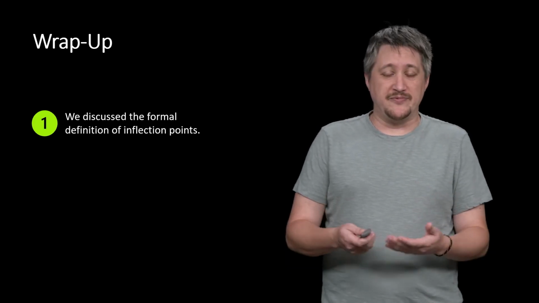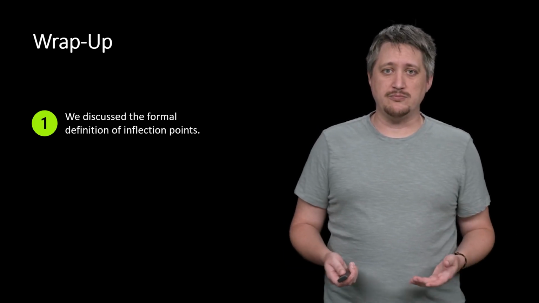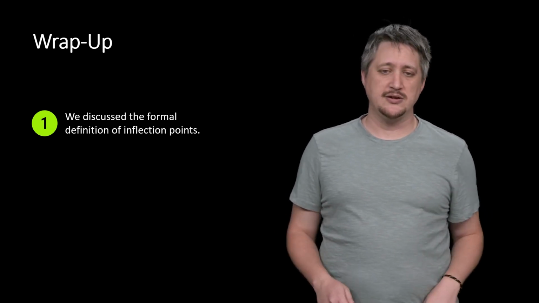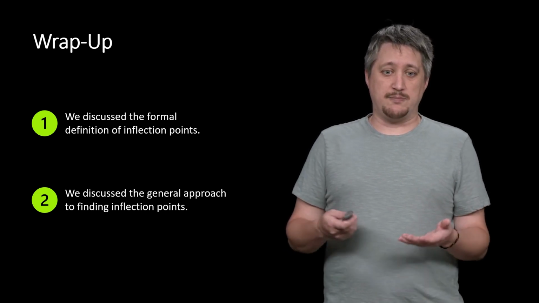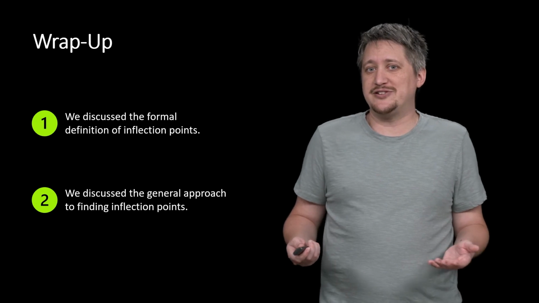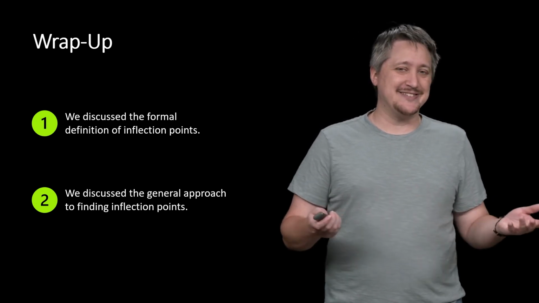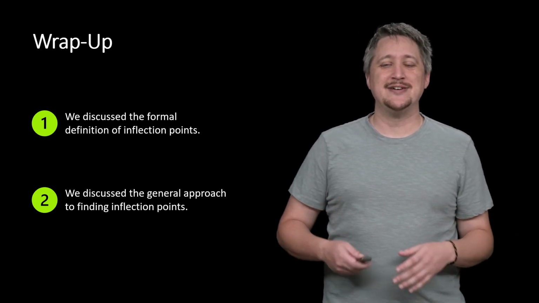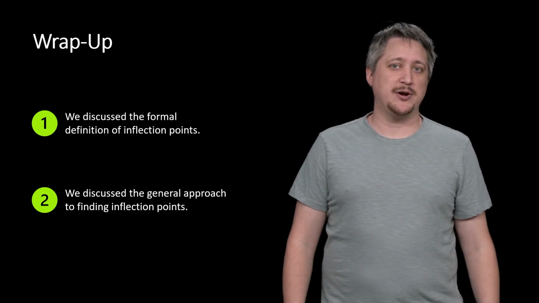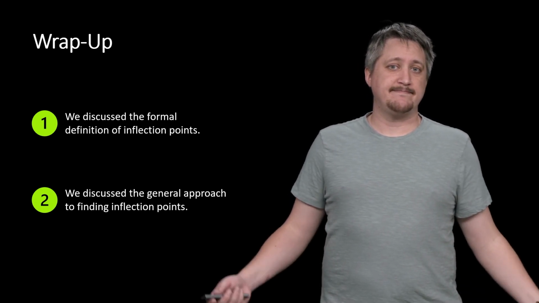So what did we do? We discussed the formal definition of the inflection point, which ended up being exactly what you'd expect, albeit in a little more dense math speak. And we discussed the approach to finding inflection points, which again was pretty much exactly what you'd expect. It's the same process as finding the local extrema, just that now we're doing it with the second derivative instead of the first. Okay. So that's that.